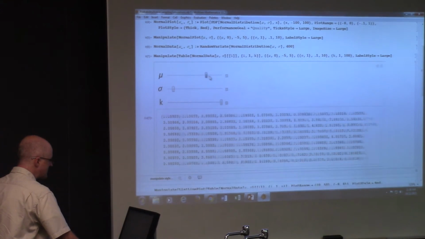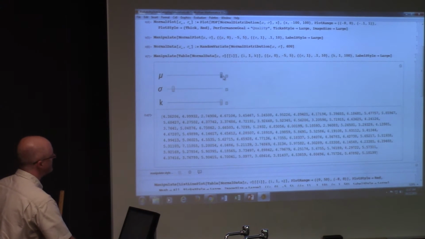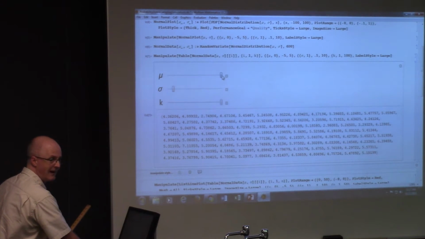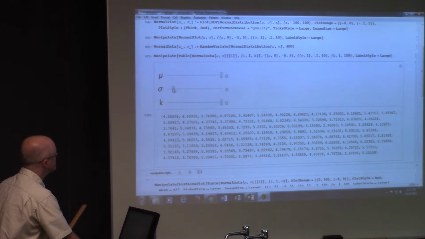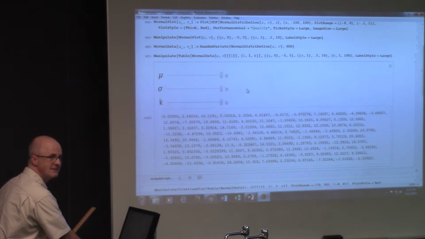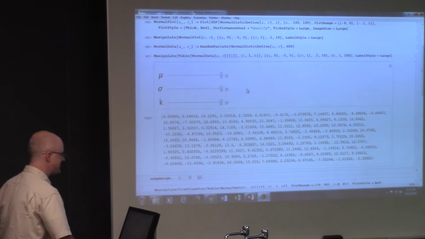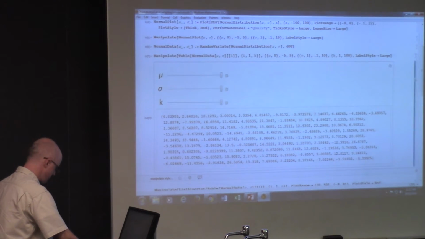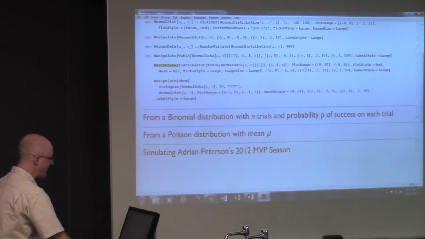I can also change the mean and the standard deviation. Now I made the mean a lot bigger, and those numbers are all now positive. I can make the standard deviation bigger. Now, even though the numbers are generally bigger, I do get some negatives. Okay? So that's simulated data, the raw data itself. I can make a graph of such a thing.